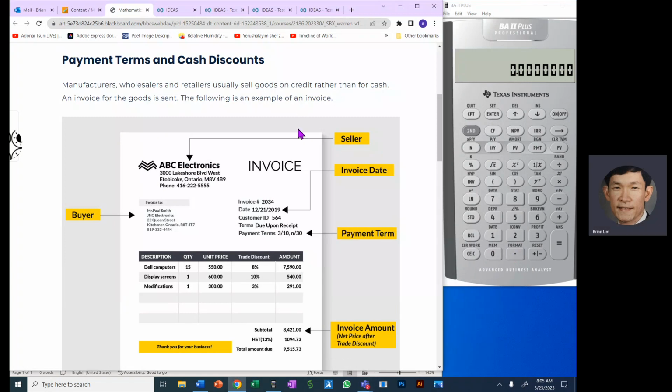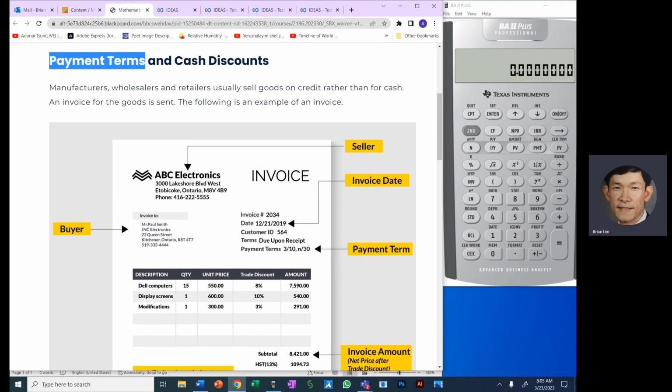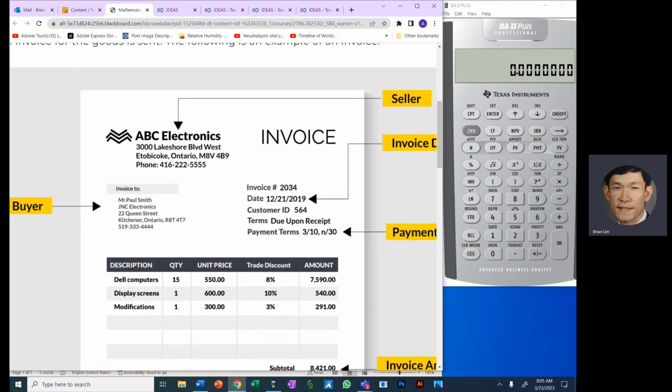Okay, today we are looking at cash discount. And of course, the payment terms, those are terms to give incentive for payment, right? So here is a typical invoice, and ABC Electronics is the vendor or the company sending the invoice to Mr. Paul Smith of JNC Electronics.